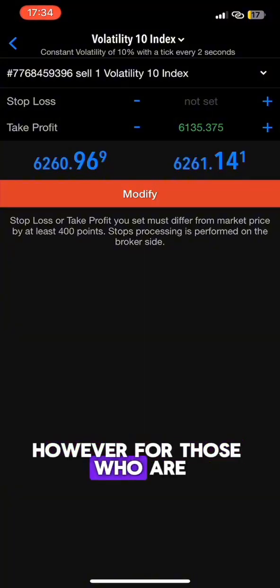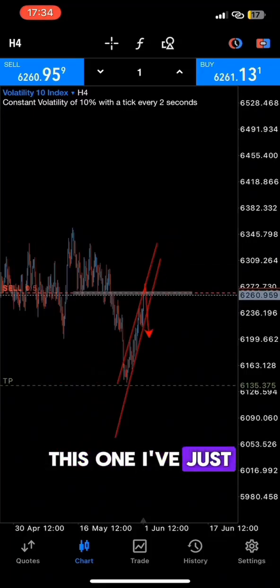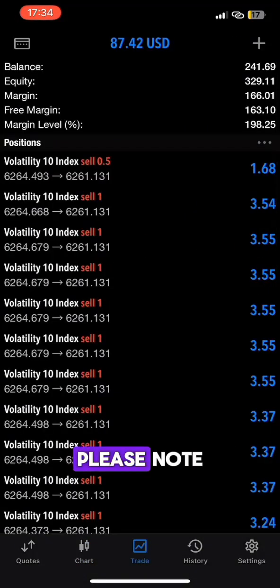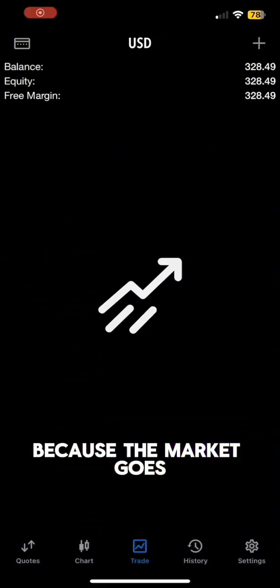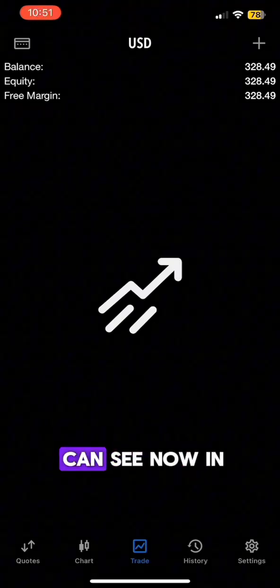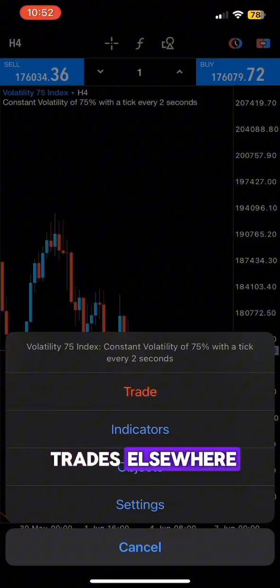However, for those who might want to put a take profit, this one I've put at the last take profit. Please note that this is the most difficult take profit to reach, because the market goes through a lot of resistance and support. As you can see, now we're on $328 profit. Let's look for other trades elsewhere.